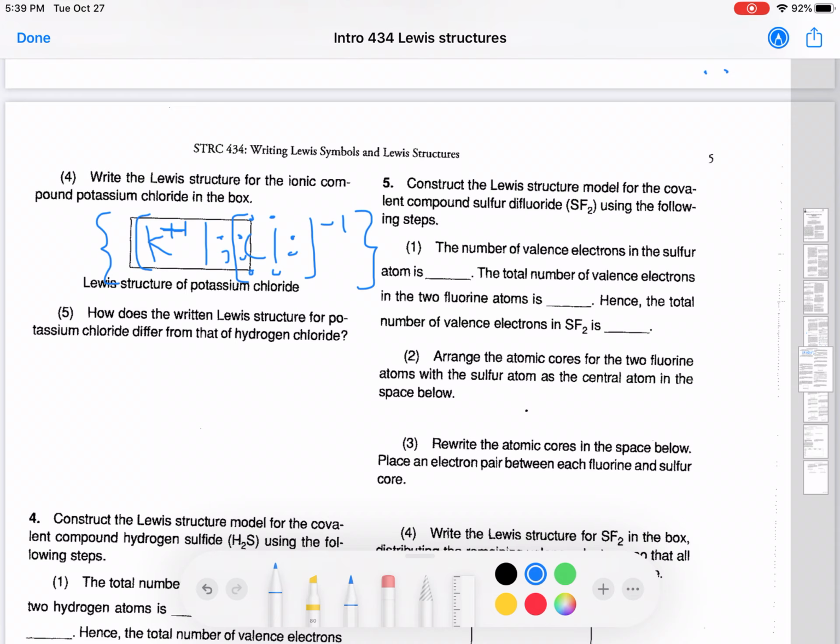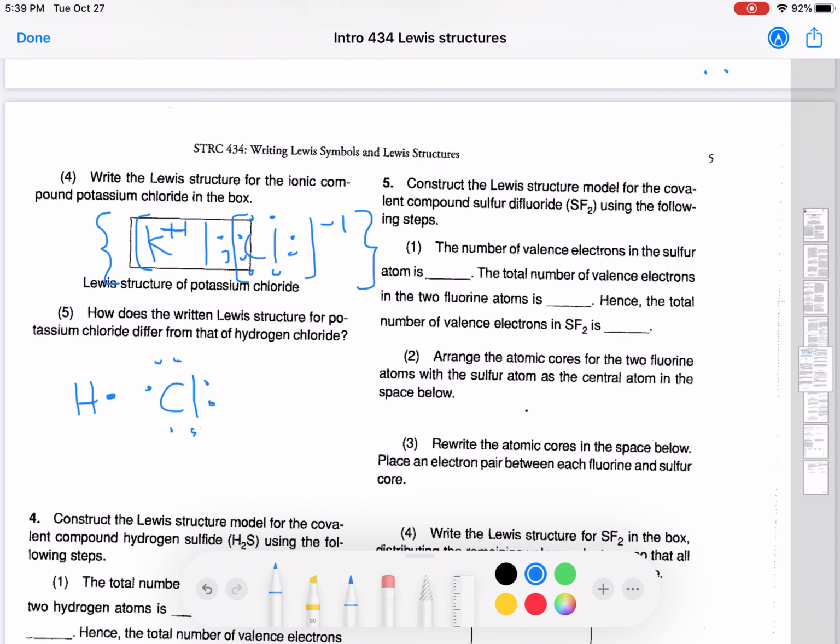Okay, and then how does the written Lewis structure for potassium chloride differ from that of hydrogen chloride? So hydrogen chloride is a covalent compound. Hydrogen is in group 1. It has 1 valence electron, and then the chlorine has 1, 2, 3, 4, 5, 6, 7.